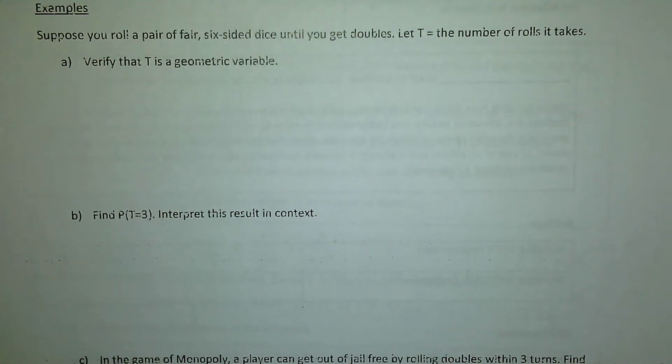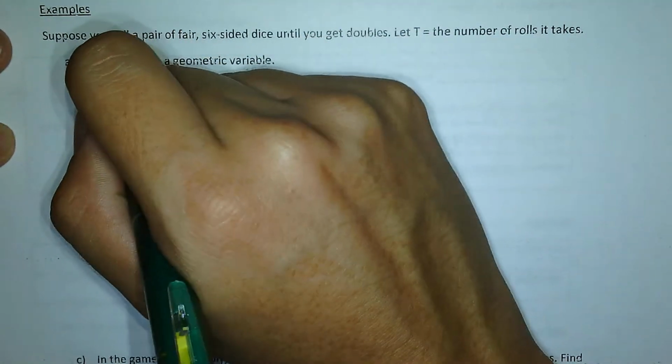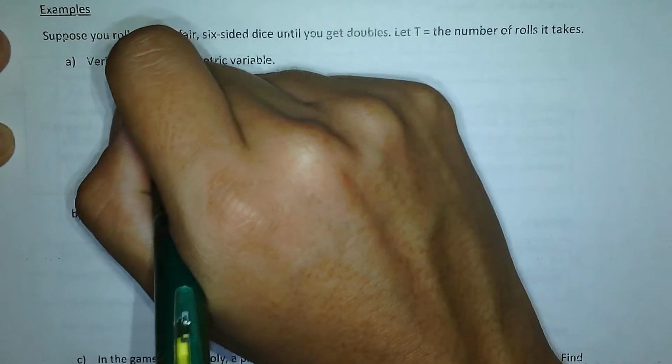So let's suppose that we roll a pair of fair six-sided dice until we get doubles. Let t equal the number of rolls that it takes. So for example here, let's go ahead and verify that t is a geometric random variable. In order to check that something is geometric, we are going to look at the binary condition.